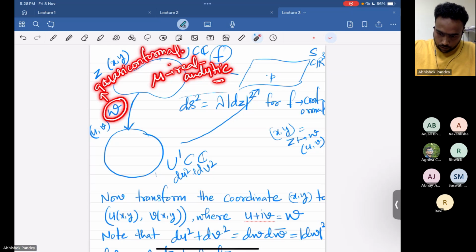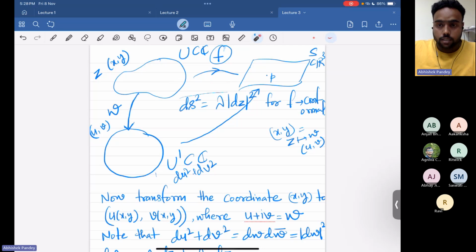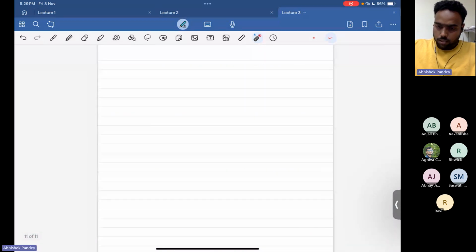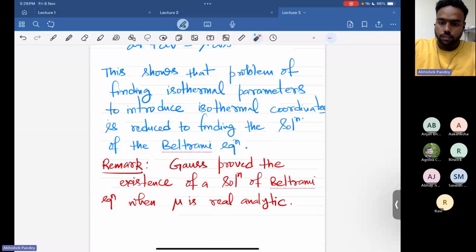Okay. And there is in general a theorem for a measurable mu with mod mu less than 1, by Ahlfors and Bers, which is called the measurable Riemann mapping theorem, regarding the existence of these quasi-conformal mappings. That is just for further reading.